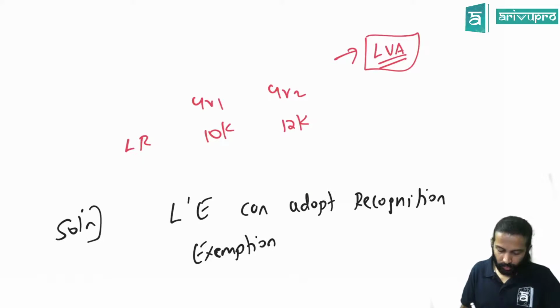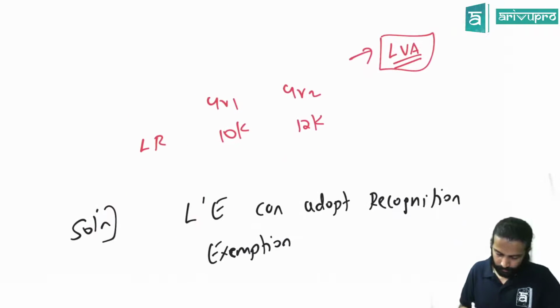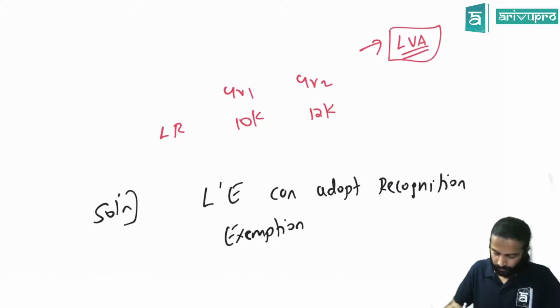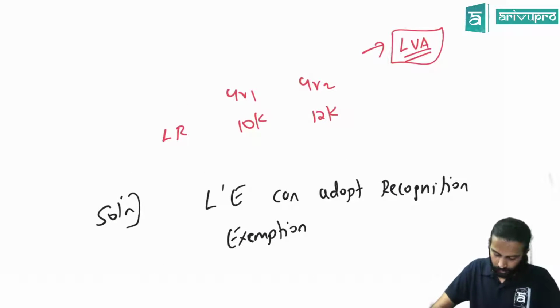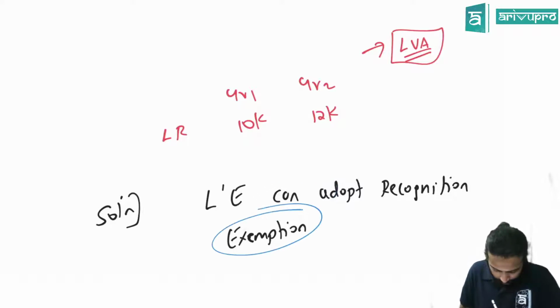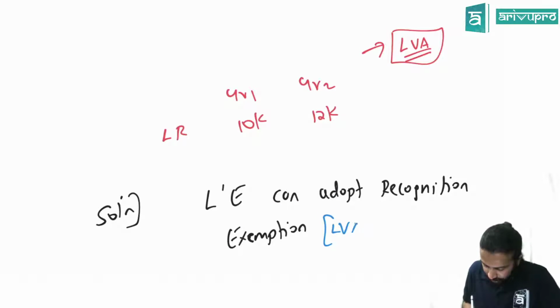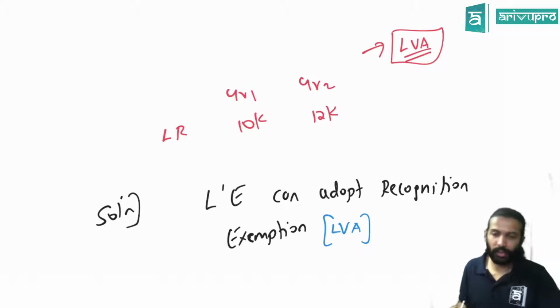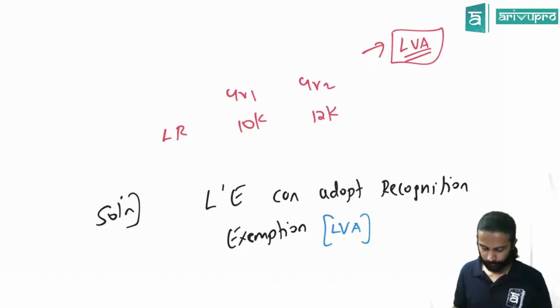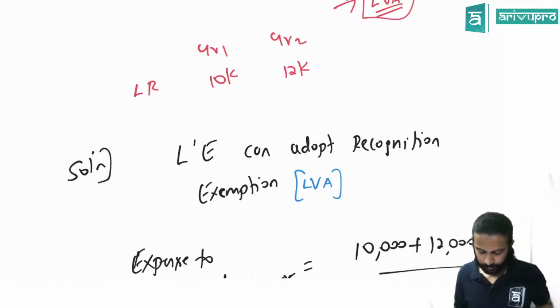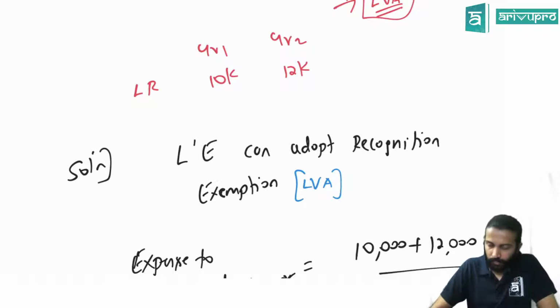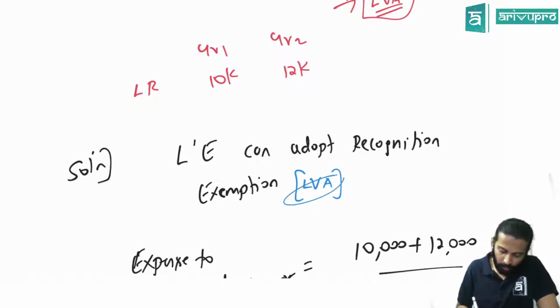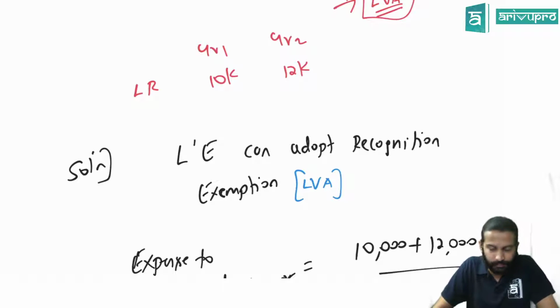So as per the contract, how can the lessee adopt the recognition exemption? Because we concluded that it is a low value asset. I've not told you how to identify whether it's a low value asset. That will come in a bit. If you want, you can write the full form also: low value assets.